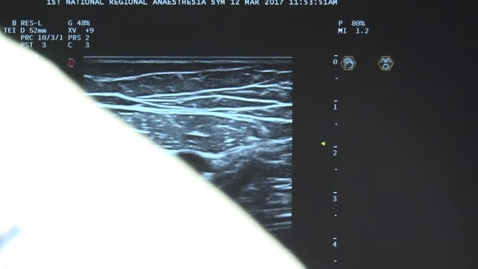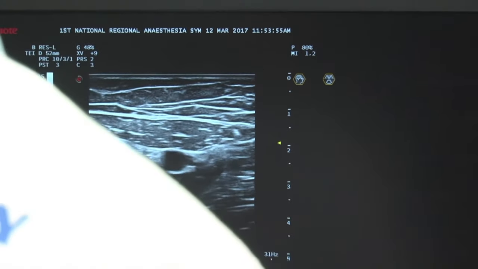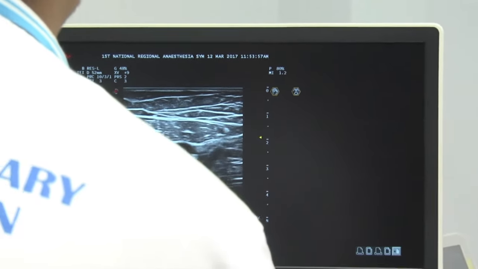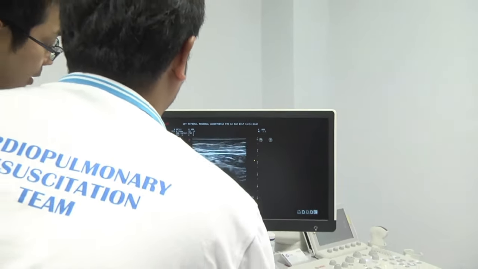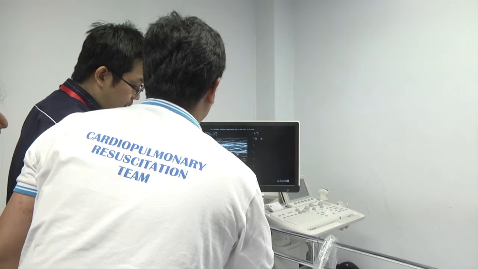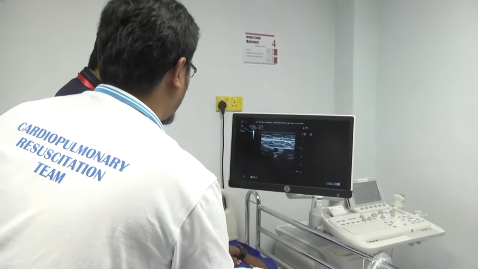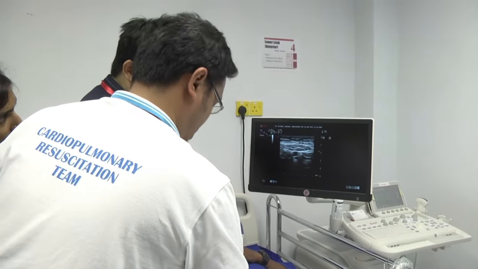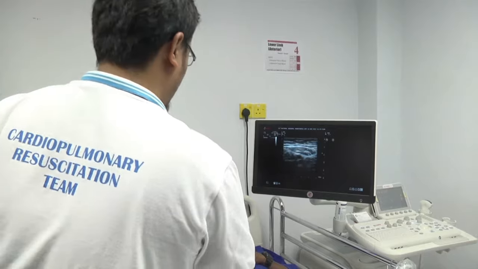If I just wanted to say something else, in such a case you should inject more distally. But you can't identify the lesion, and you can't produce a sensory block of the capsule of the knee.